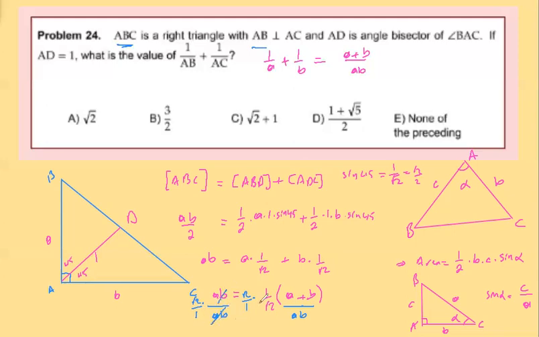AB's will cancel, root 2's will cancel. So on the right side, A plus B over AB is the only expression that we have. On the left side, we have 2 over 1. So that tells me A plus B over AB is equal to root 2, which is indeed our answer A. Okay, so that should be our answer.